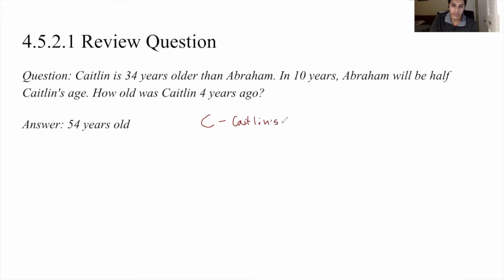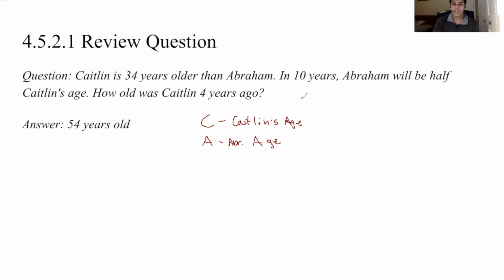Caitlin's age. All right. And then we need one more variable, and that's going to be Abraham's age, because Caitlin's age and Abraham's age are kind of based off each other in the question. So A is going to represent Abraham's age, and I'm not going to write that entire thing out. Abraham's age. All right, cool, and I'll capitalize this. All right, so now we can start creating our equations.